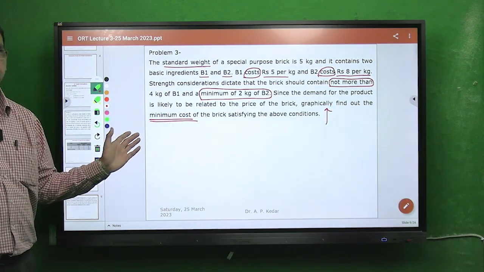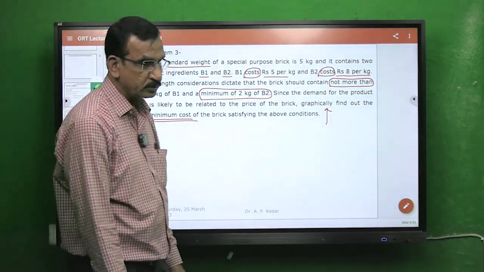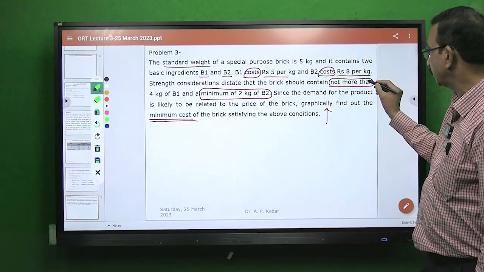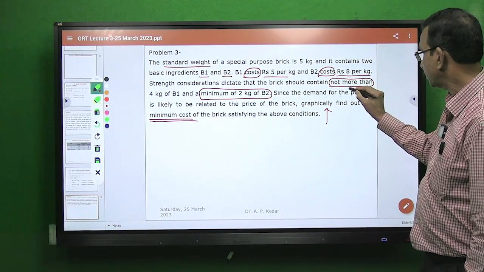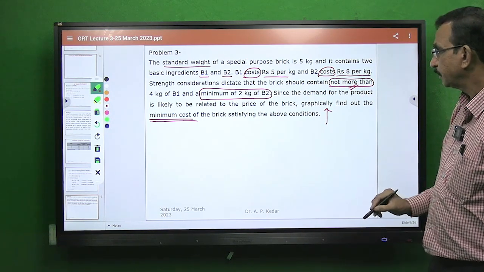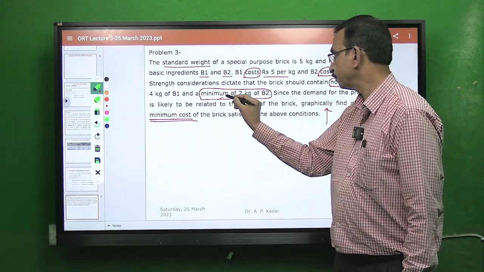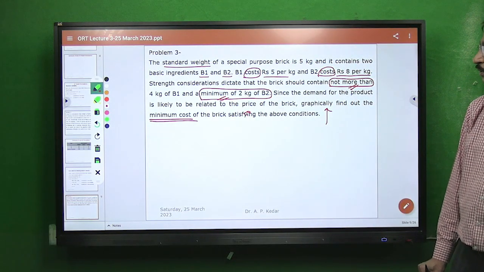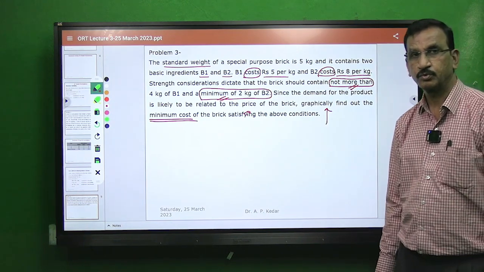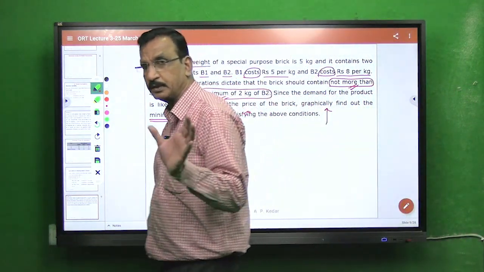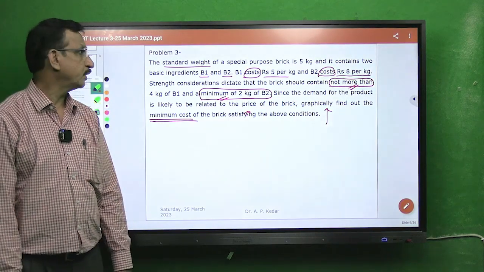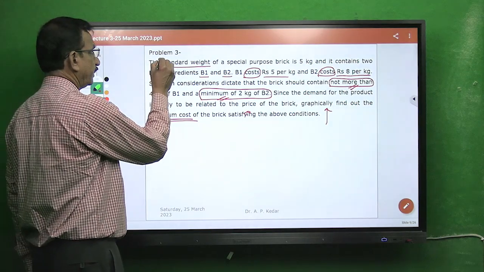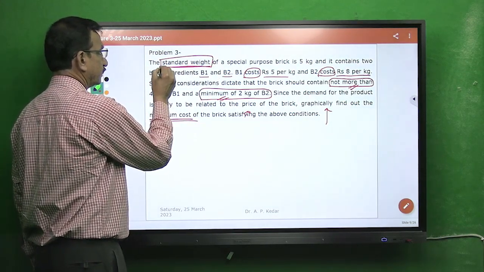Now how this problem is different from the earlier problem is, here you can find the words, first, not more than, and second, minimum. Conditions pertaining to quantities of ingredients to be used in that brick. The brick is made up of two ingredients, ingredient B1 and ingredient B2. And here, very important, standard weight.